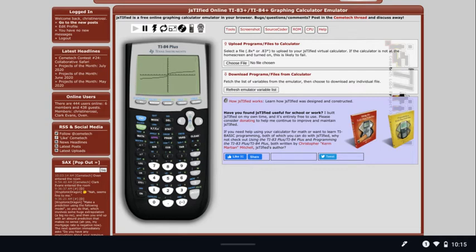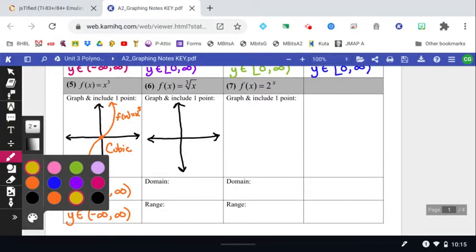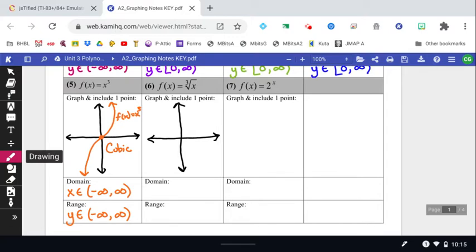Again, we do have 0, 0 as one of our values, and we are now going to put that on our graph. All right, so again, 0, 0. There we go. So my f of x equals the cube root of x.